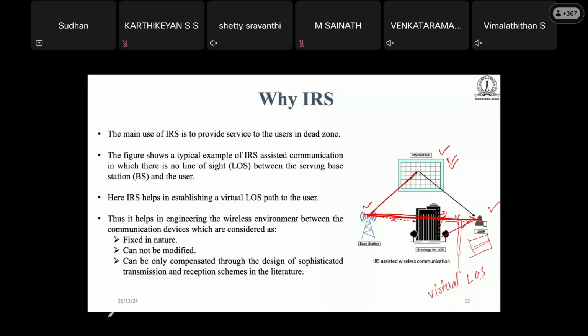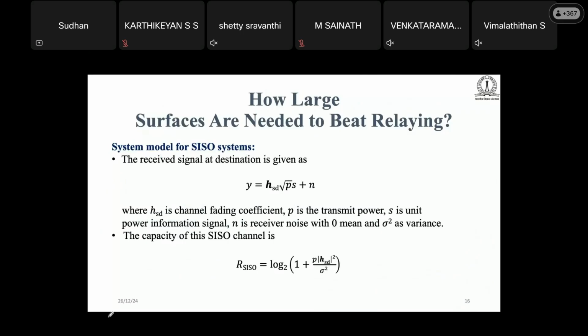Okay, so we can give some kind of comparative analysis in terms of SISO, and you can see that this is a single input and single output receiver.